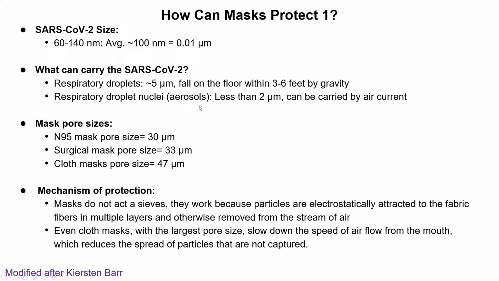On the other hand, for the virus that we breathe out, or that moves out of an infected person, two things happen. This is a very interesting idea, so remember it. First, we produce respiratory droplets. The size is about 5 micrometers, and these fall within 3 to 6 feet by gravity. This is the cause for social distancing. If a person is 6 feet away, this 5 micrometer droplet is not going to reach that person. Before that, it is going to drop.